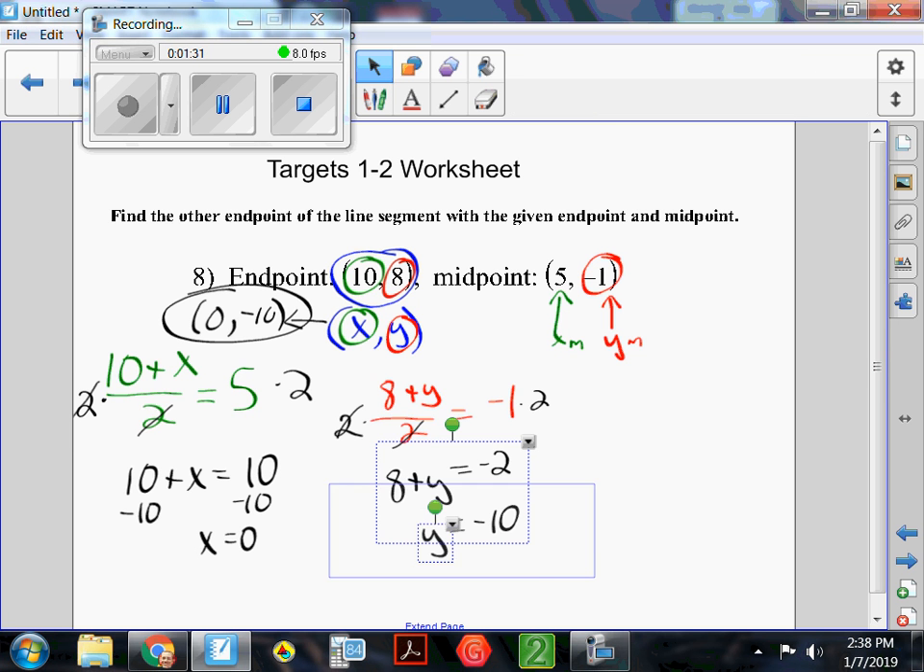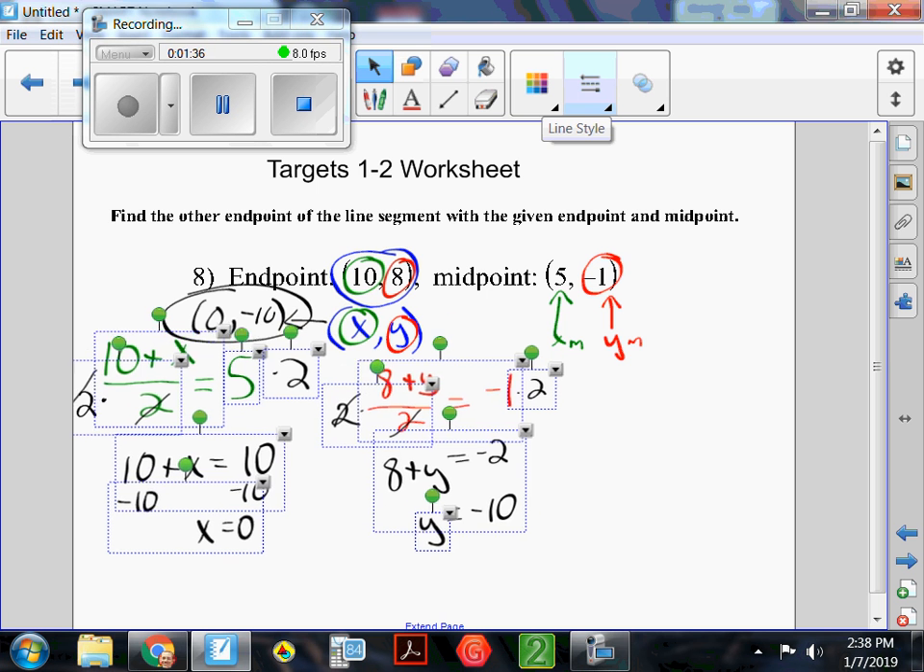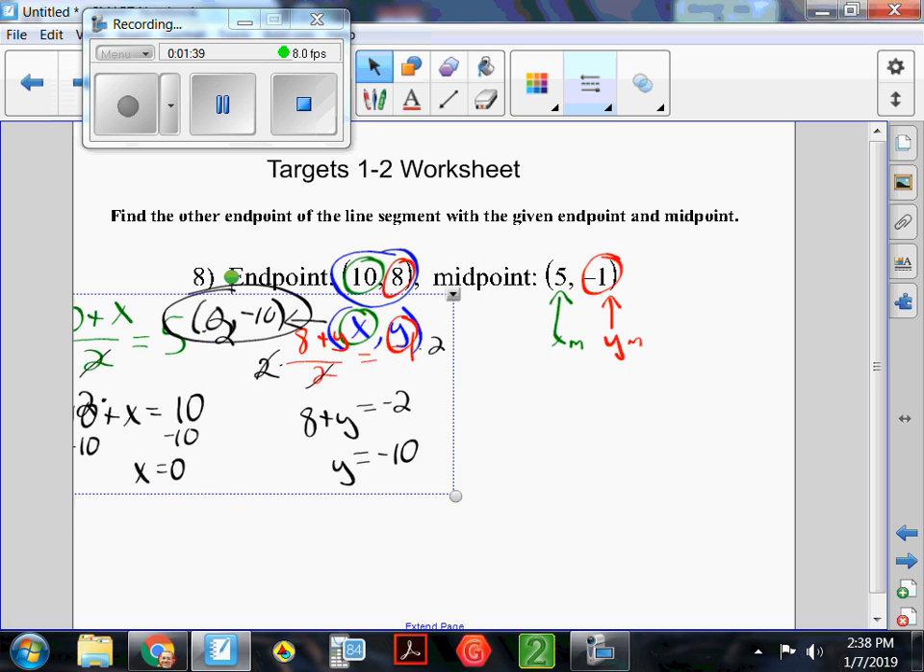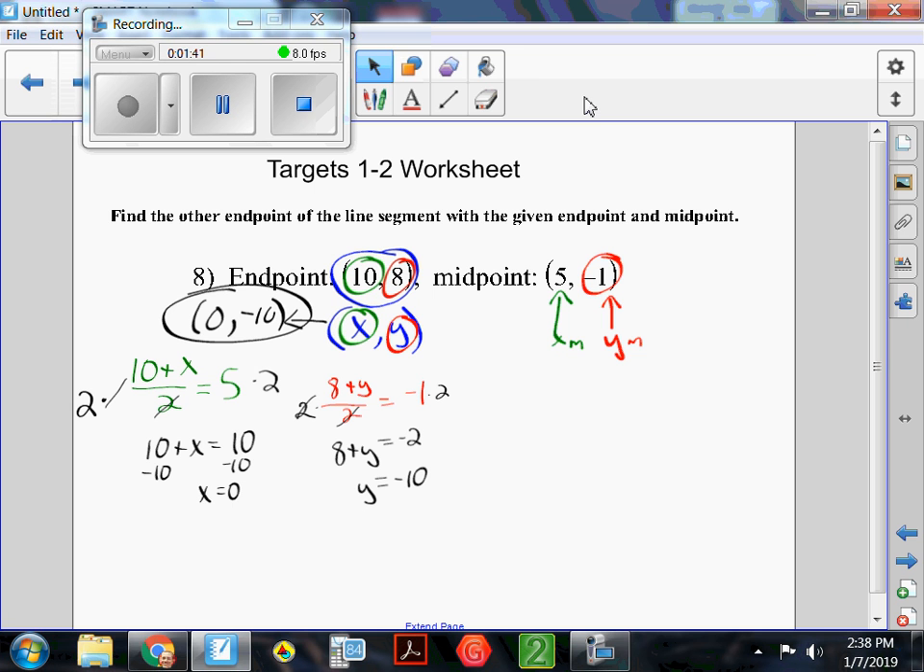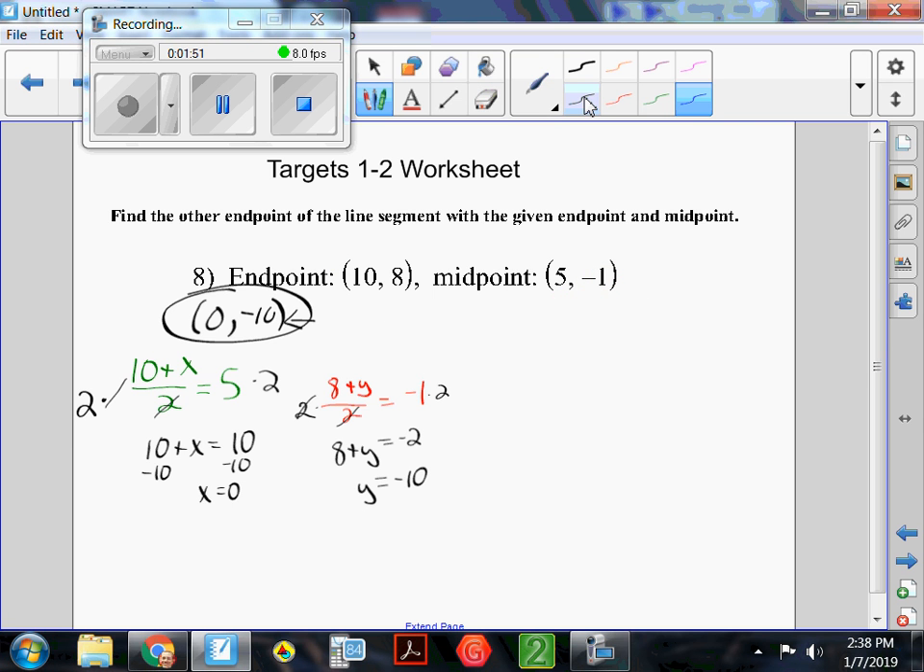I'm going to show another way to do that besides the algebra equations. Another way to do this is from the perspective of transformations. If I translate the endpoint to the midpoint, I have to translate the x and the y. So the x is going to go from 10 to 5, which means I'm going to the left 5, or I'm subtracting 5. So if I want to keep going that same direction, I'm going to subtract 5 from the midpoint, and I'll get 0.